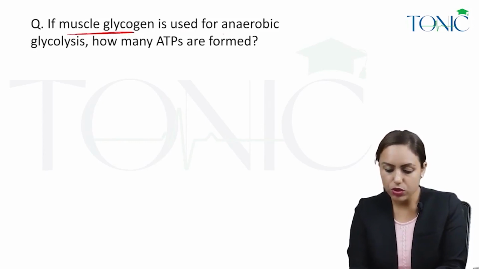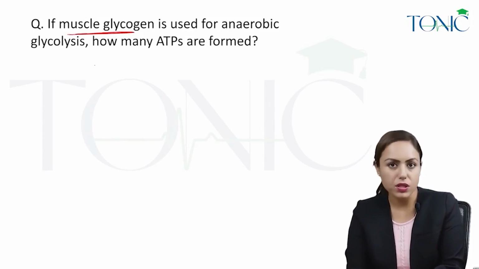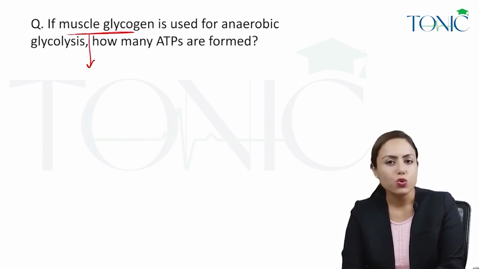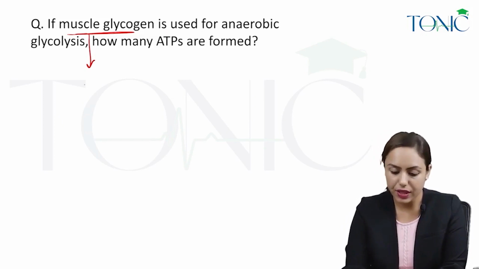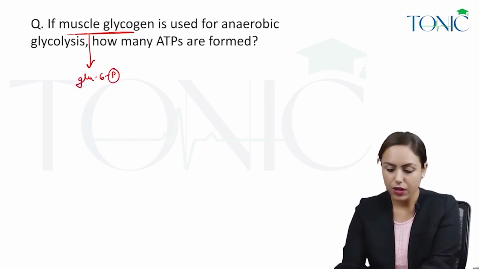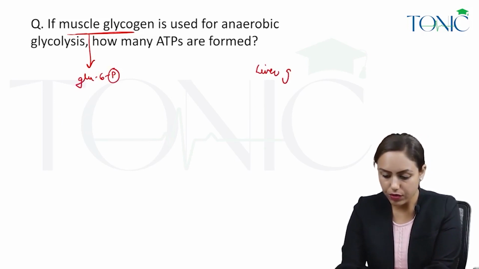If muscle glycogen is used for anaerobic glycolysis, then how many ATPs are obtained or formed? Okay, so the main clue here is that the end product of muscle glycogen is glucose 6-phosphate. What is the end product of liver glycogen?